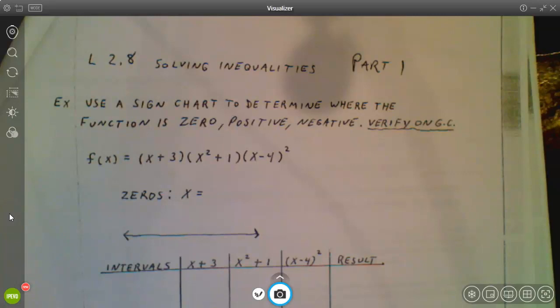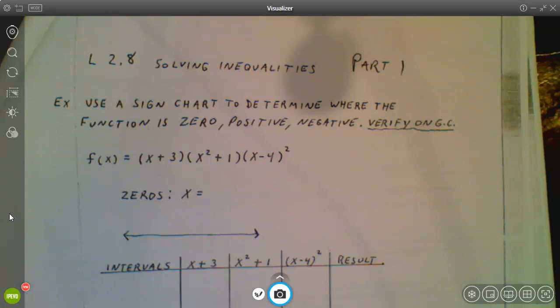So for the final section of Chapter 2, we are now going to get into solving inequalities. In the last lesson, we just did solving rational expressions. In this one, we're now diving into the last idea, which is solving inequalities. This one should be new to you. We are going to break this up into two parts. So for part one here, let's get rolling.